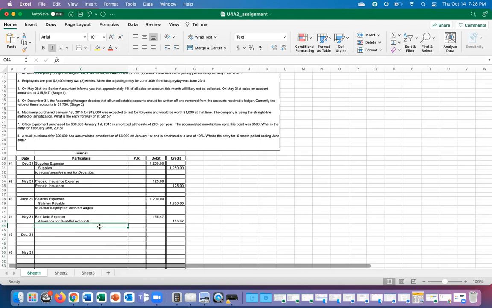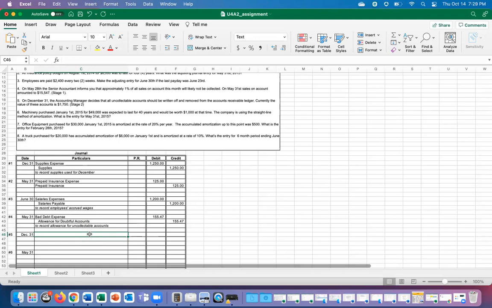All right, and then we just need to do our description of what's going on in this transaction. So we're just going to say something along the lines of to record allowance for uncollectible accounts. Right. So that is the first style of adjustments for bad debt or debt that we don't think we're going to get back or collect.